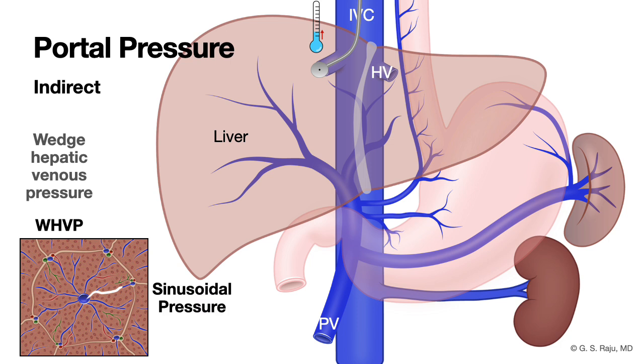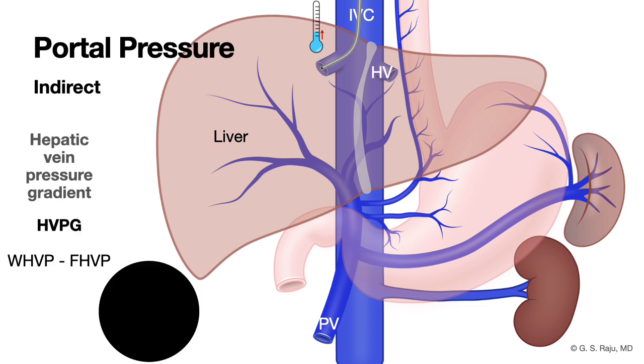The difference between the wedge hepatic vein pressure and free hepatic vein pressure is the hepatic vein pressure gradient. If it is more than 5 millimeters of mercury, you diagnose portal hypertension.